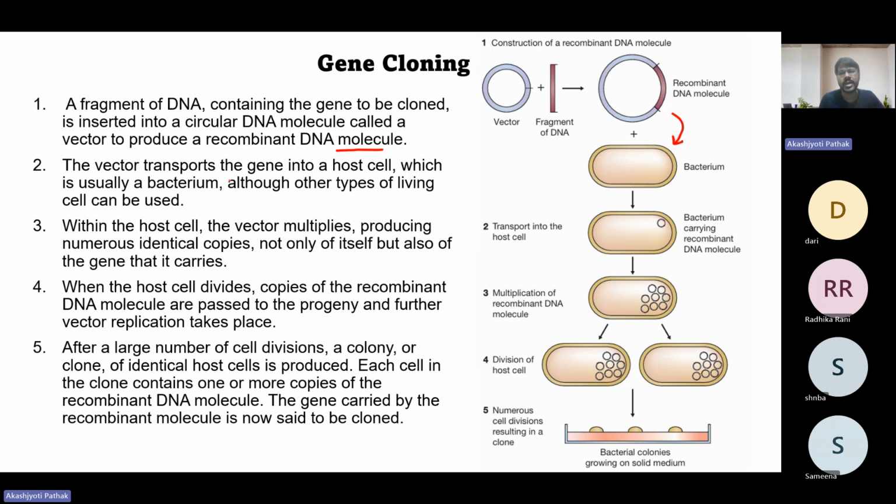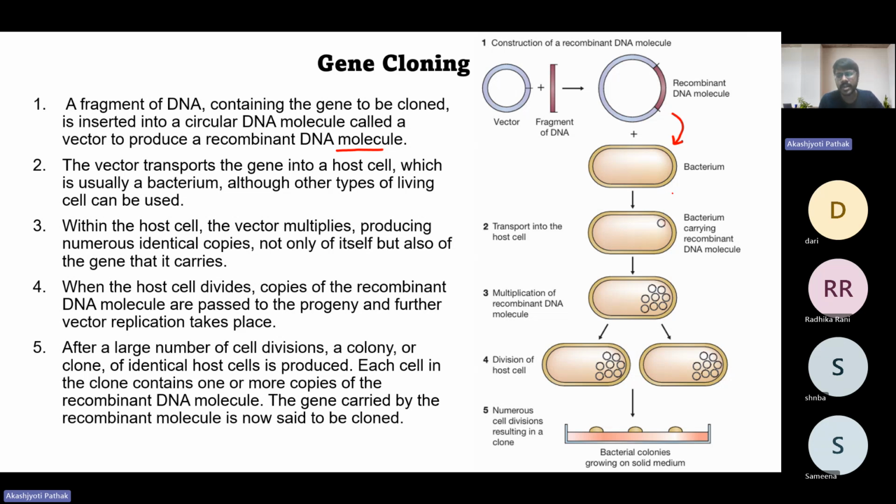So the vector, why is it called a vector? Because the vector helps in the transport of the gene into a host cell, which is usually a bacterium, although there can be other types of living cell as well. We can use a mammalian cell as well, but in that case it is called transfection. Within the host cell, the vector will multiply and produce numerous identical copies, not only of itself, but also of the gene that it carries.